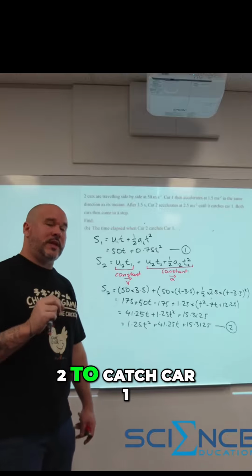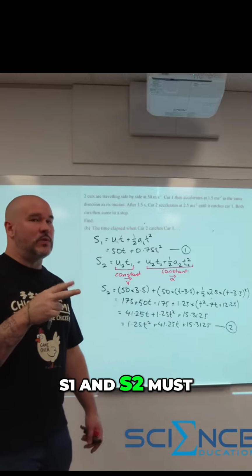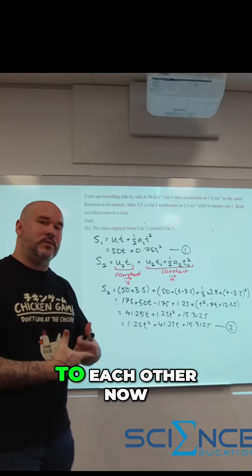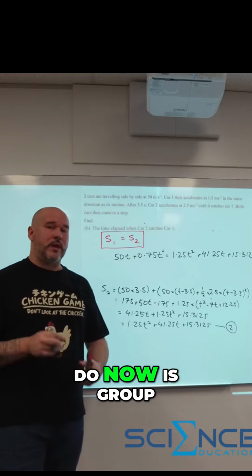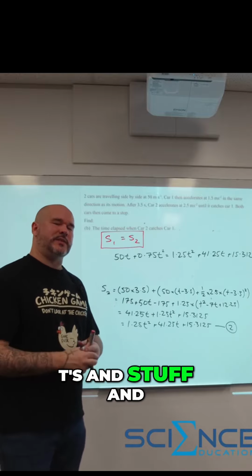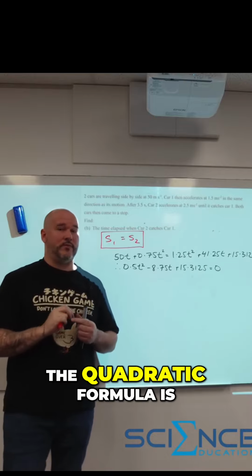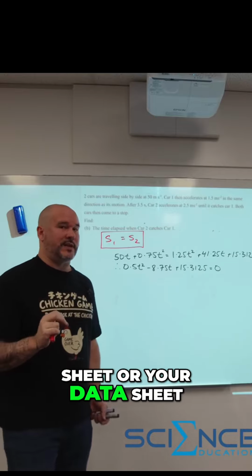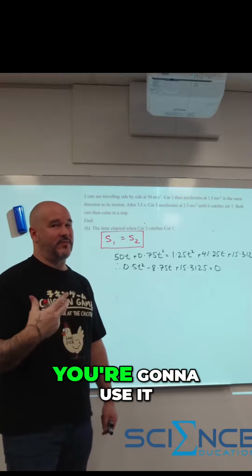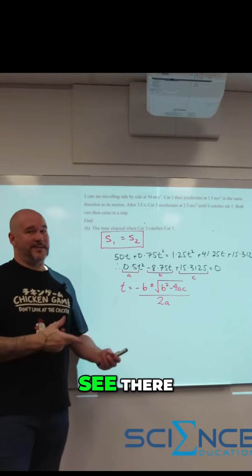And what did we say before? In order for car 2 to catch car 1, s1 and s2 must be the same. So let's equate them to each other now. All we're going to do now is group the t squares and the t's and so on. We're going to come up with a quadratic expression. Do keep in mind the quadratic formula is not in your formula sheet or your data sheet, so you kind of need to know it if you're going to use it. So just remember it.